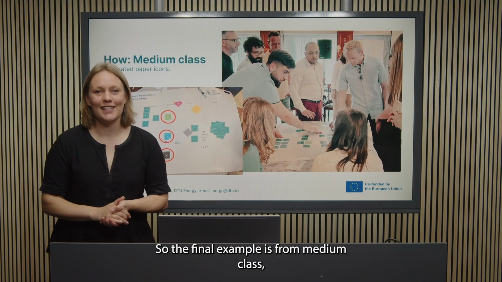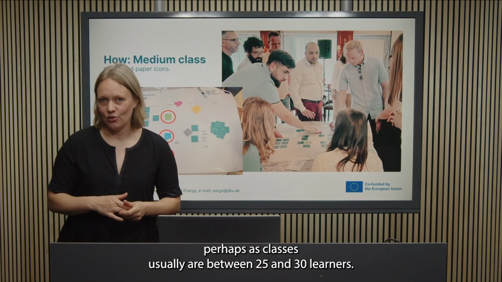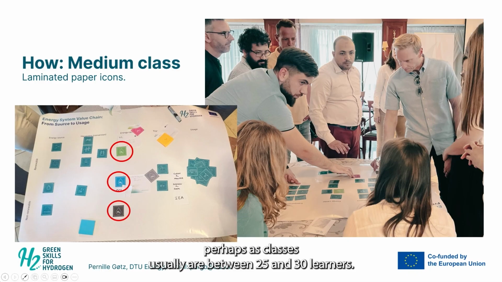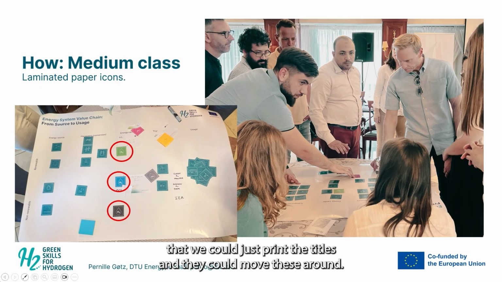So the final example is from a medium class, perhaps as classes usually are, between 25 and 30 learners. This was an adult learning setting. And we just printed the icons on paper, laminated it and cut it. And we had printed out the big board as A0, but then later realized that we could just print the titles and they could move these around.